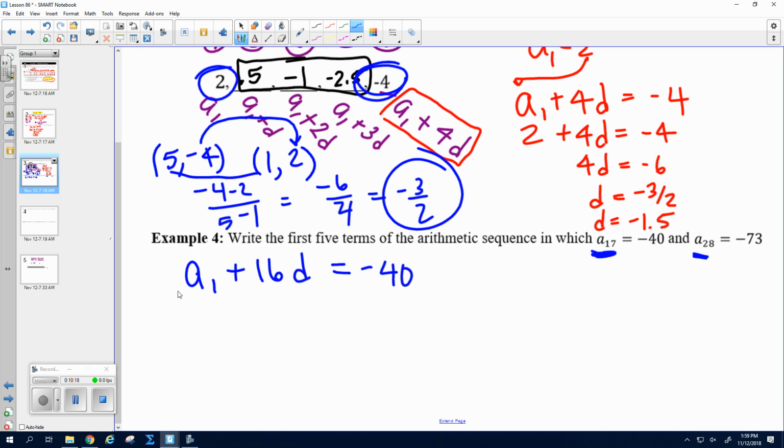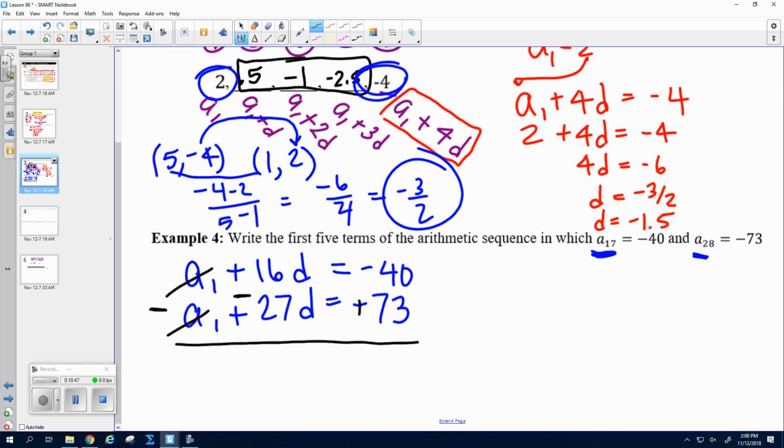What's the little formula then for the 28th term? Good job. 1 less is equal to negative 73. I now have 2 equations and 2 unknowns. How could we solve this problem? Elimination would be ideal right here because you can already cancel these. So I'm just going to make all of these opposite signs. I'm going to multiply through by a negative 1, and I'm going to add down. So those cancel. And 16D minus 27D is negative 11D. And negative 40 plus 73 is 33. So my common difference is negative 11.